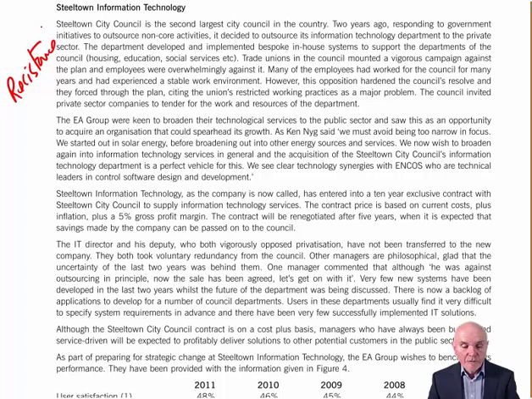Ken said we must avoid being too narrow in focus. We started in solar energy before broadening out into other sources and services. We now wish to broaden again into the IT services in general, and the acquisition of Steeltown City Council's Information and Technology Department is perfect. We see clear technological synergies between ENCOS, who are technical leaders in control software design and development.